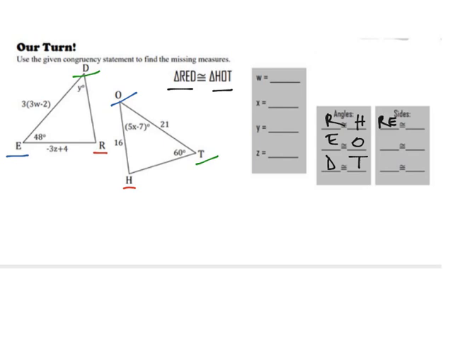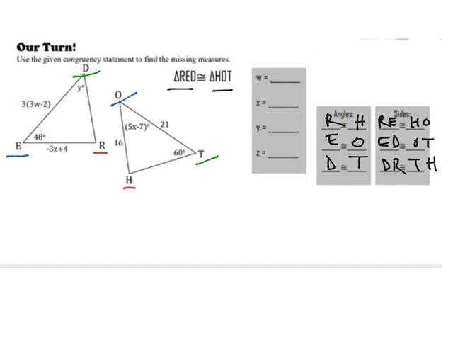Sides again would be RE goes with HO. Okay, ED goes with OT. And DR is congruent to TH. Okay, so DR is congruent to TH. Sorry, writing and speaking at the same time gets a little challenging.